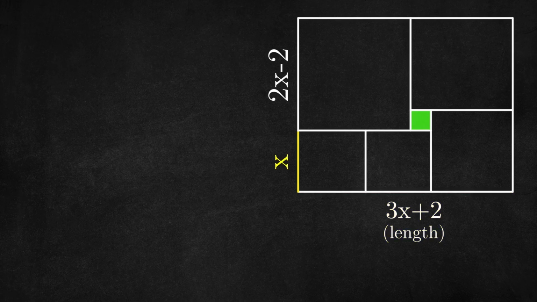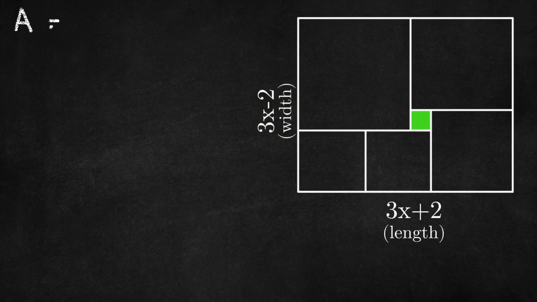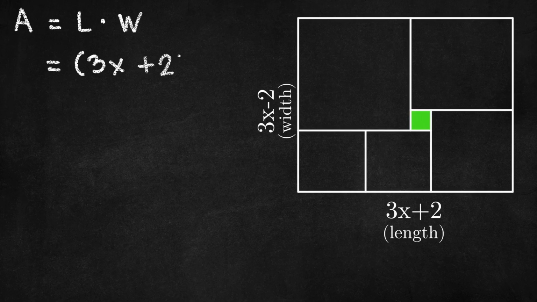Meanwhile, the width is x plus 2x minus 2. This simplifies to 3x minus 2. The formula for the area of a rectangle is length times width. Substitute the length and width expressions. We get (3x plus 2) times (3x minus 2).